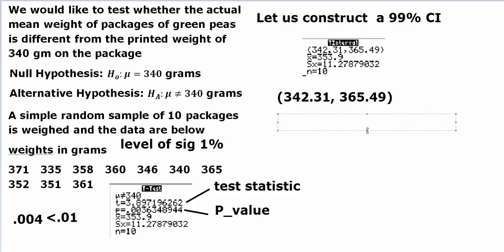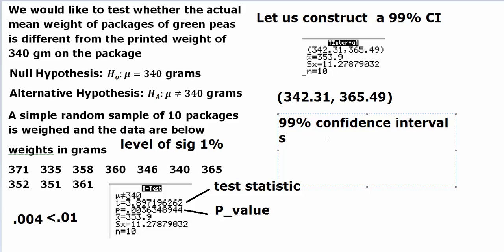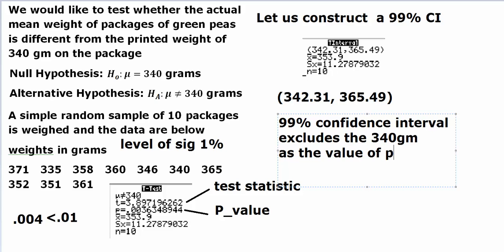So you can see here that our hypothesis test at the 1% significance level rejects the mean value of 340 grams, and this 99% confidence interval excludes 340 grams as the value of the population mean. All right.